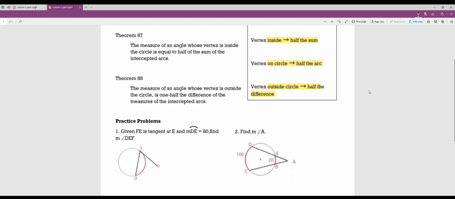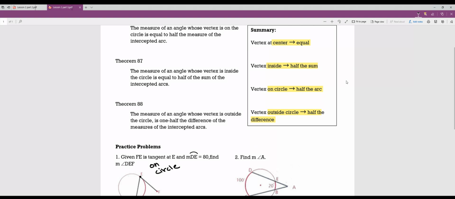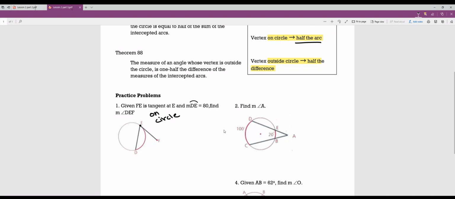So starting with number 1, we're given that FE is tangent to E and the measure of arc DE is 80, and I want to find the measure of angle DEF. So let's start by locating our vertex. Our vertex for angle DEF is E, and it is on our circle. So let's go back to our summary box. And right here, when our vertex is on the circle, the measure is half the arc. So here my arc is 80. So then the measure of angle DEF is going to be 1/2 of 80, which is 40. So the measure of angle DEF is 40.